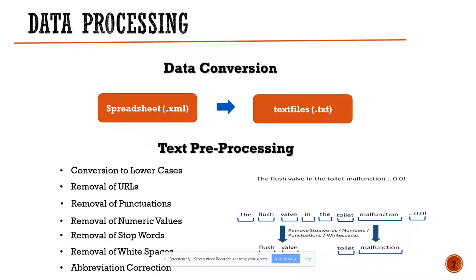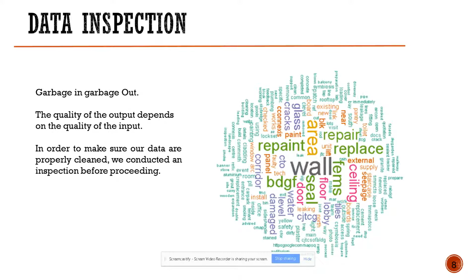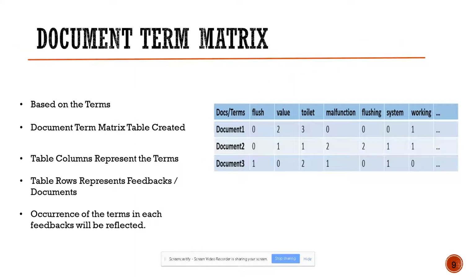Under data processing, we make sure that data are in the correct format and the correct version before moving on to text preprocessing, where all unwanted punctuation, stop words, white spaces, and noise are removed. After which, we conducted inspection to make sure that the data are properly cleaned before proceeding further. Clean data were then converted into a document term matrix table, whereby the table columns represent the terms and the rows represent the documents.